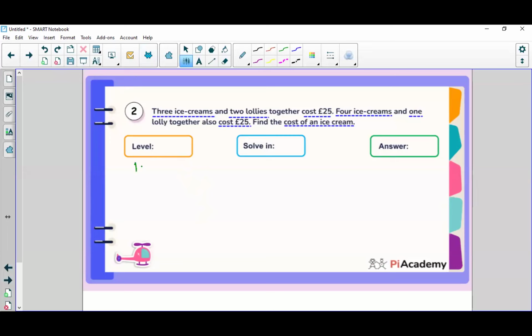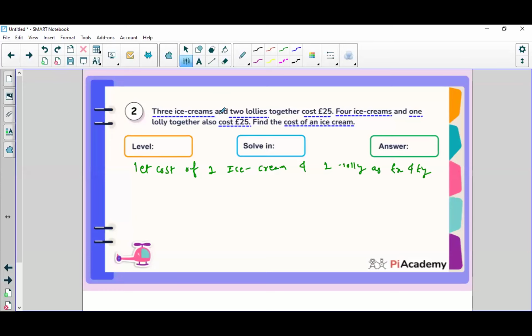You can let the cost of 1 ice cream and 1 lolly be pound X and pound Y. Correct, guys? Okay. Then go to the condition now.